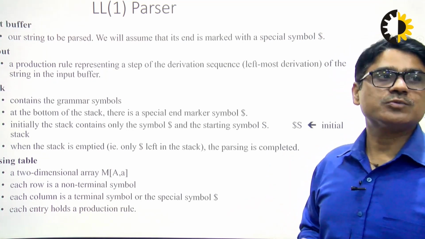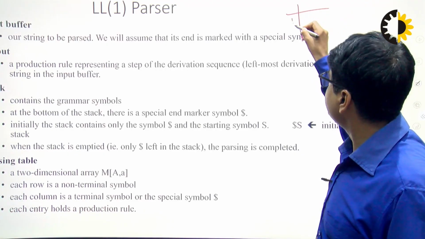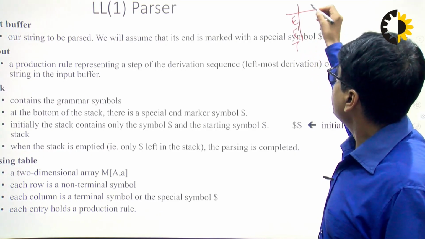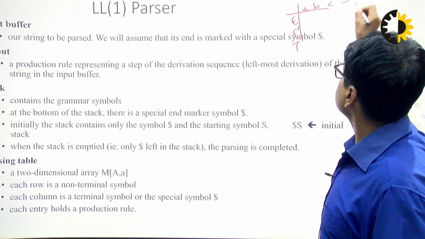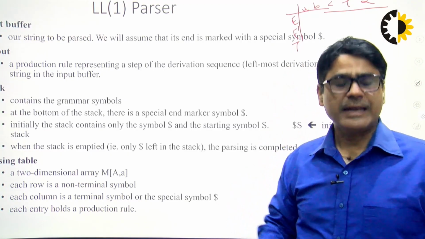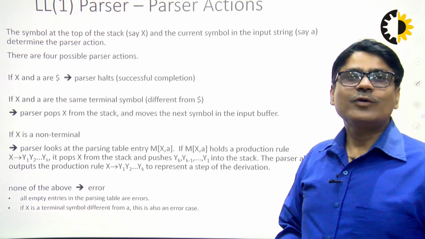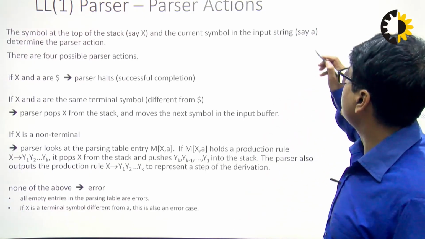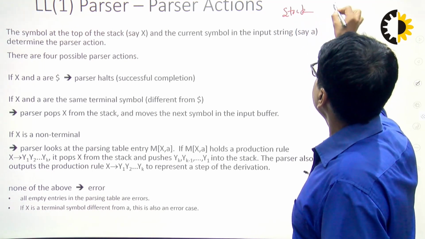Then what is the parsing table? It is a two-dimensional array. One dimension is the set of non-terminals, whatever non-terminals are given, and the other is the set of terminals, whatever id, plus, star is given. So this is basically the structure of the LL1 parser. What are the actions? Firstly, we have to see that the action depends upon the stack symbol and the current input symbol.